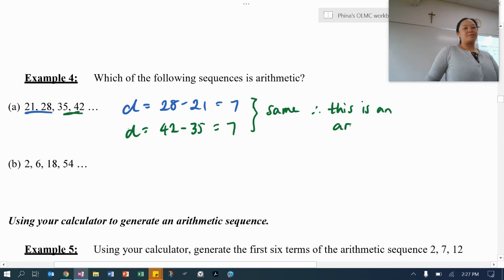It's arithmetic if all of them equal 7. So if all the common differences are the same. If the answers are all the same, and I could do it a third time if I wanted to, and I'd get the same answer. You can pick 35 and 28 as a pair as well if you wanted to. Just any 2 that are next to each other.